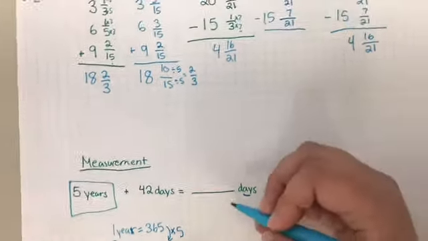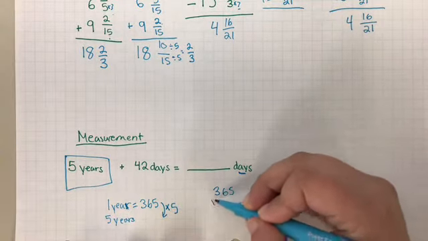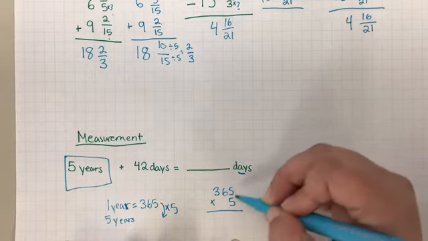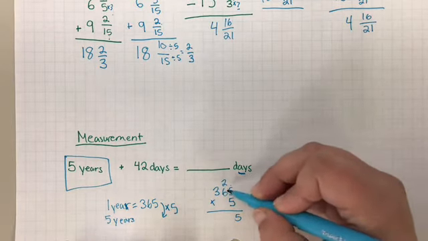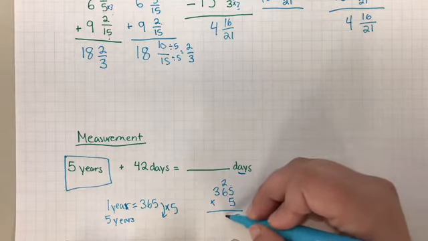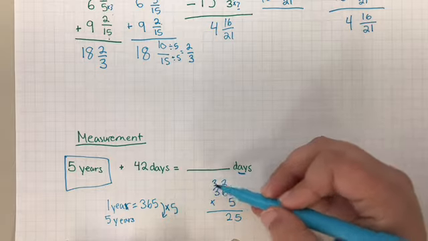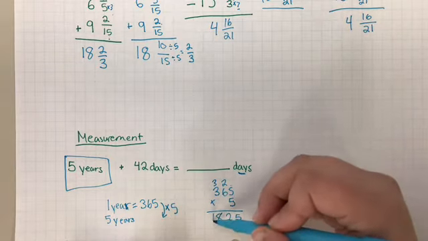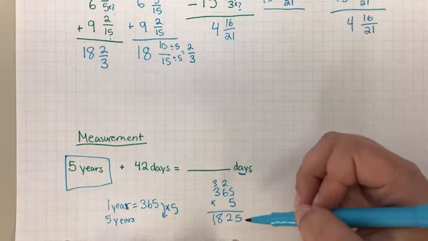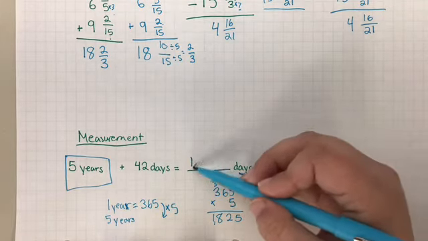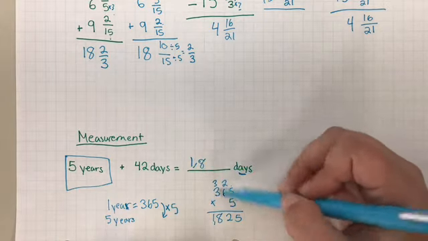So let's do that for a minute. We're going to do 365 times 5. 5 times 5 gives me 25. 6 times 5 gives me 30, 31, 32. And 3 times 5 gives me 15, 16, 17, 18. Whew, I get 1,825 days. That is a long time, but there we go. That's our answer. 1,825 days.